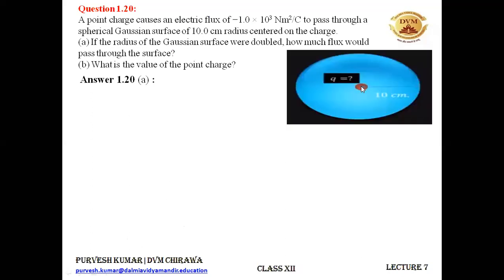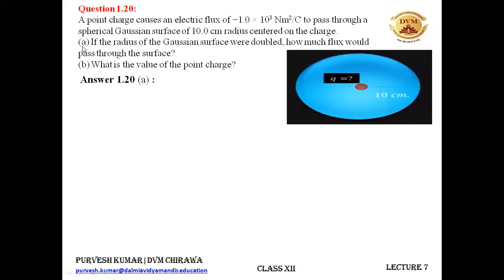So this is our charge. It is present at the center of a spherical surface. And because of this charge, there is an electric flux of 1 into 10 to the power 3 Newton meter square per coulomb. And the flux is negative. It means the electric field lines are coming towards it. All right. It is negative flux. It means this charge is negative. And because of this negative charge, electric field lines are coming towards it. The radius of this Gaussian surface is 10 centimeter.